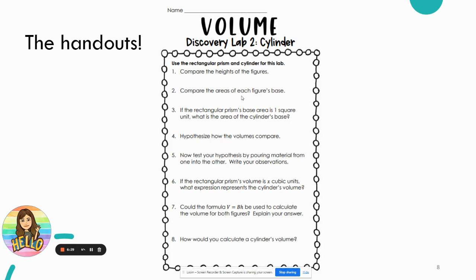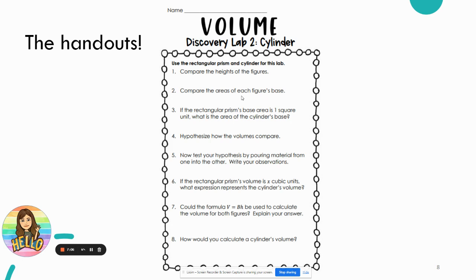Then hypothesize how the volumes compare. So the students are going to have to determine what the volume must be like if their base areas are like that. And they're going to test the hypothesis in the next question by pouring the cereal from one of those objects into the other and seeing how they compare. And then they need to write those observations. So a lot of exploration, a lot of thinking ahead and thinking about how these things connect with each other.